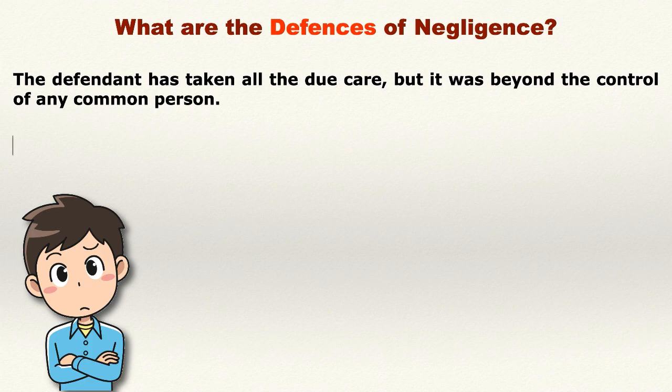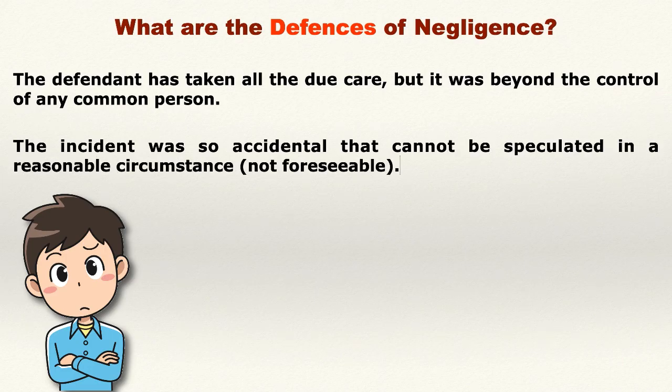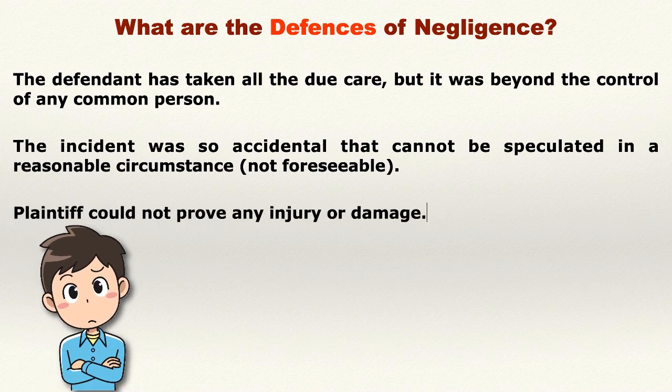The next one is the incident was so accidental that it cannot be speculated in a reasonable circumstance. That is, it is not foreseeable. You can think of something in advance, fine, but there are certain things that cannot be speculated in advance and that happened. For that you won't be liable. The third one is the plaintiff couldn't prove any injury or damage. Though the plaintiff claims that because of B, I have suffered such injury or damage, he couldn't prove that he actually suffered some injury. In that condition, again, the defendant won't be held liable.